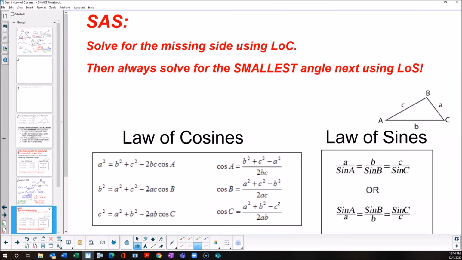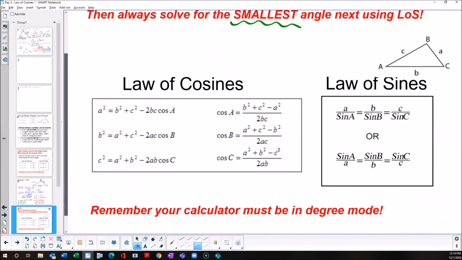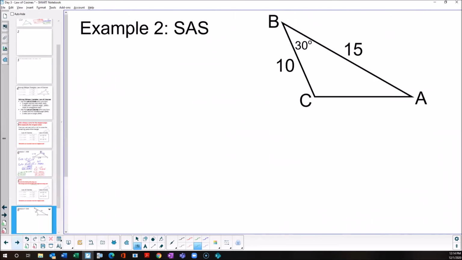Okay, when you're given side angle side, now the trick is that you want to solve for the smallest angle after you find the missing side. You have to find the side first, then you're going to use the smallest angle. It'll make sense when we do this one.